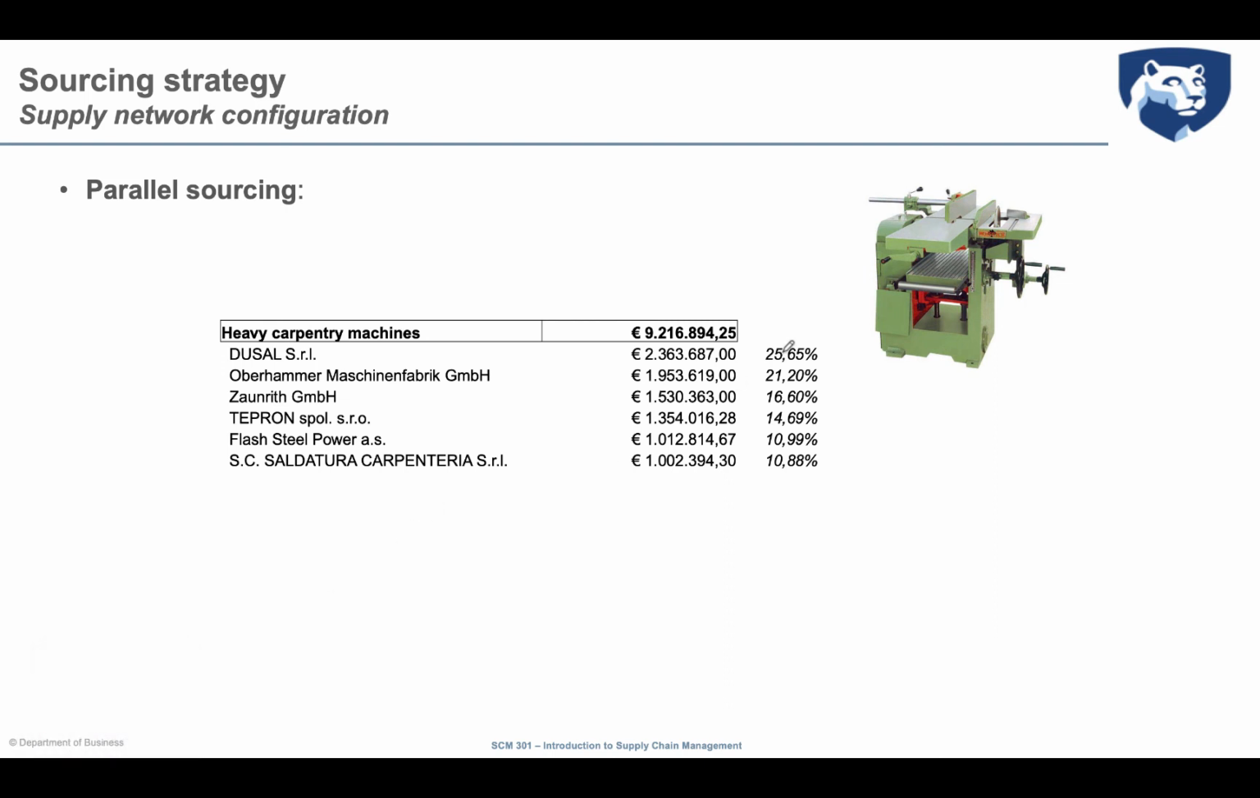Again, don't expect the numbers to reflect exactly the percentage divided by the number of suppliers, but 25, 21, 16, 14, 10, 10. We have a limited number of suppliers, 6, with a comparable spending, 2.3, 1.9, 1.5, 1.3, 1, and 1. Okay, so in this case, for heavy carpentry machines, we have suppliers dedicated to the family of carpentry machines that the company needs to use for its production process. That's parallel sourcing.